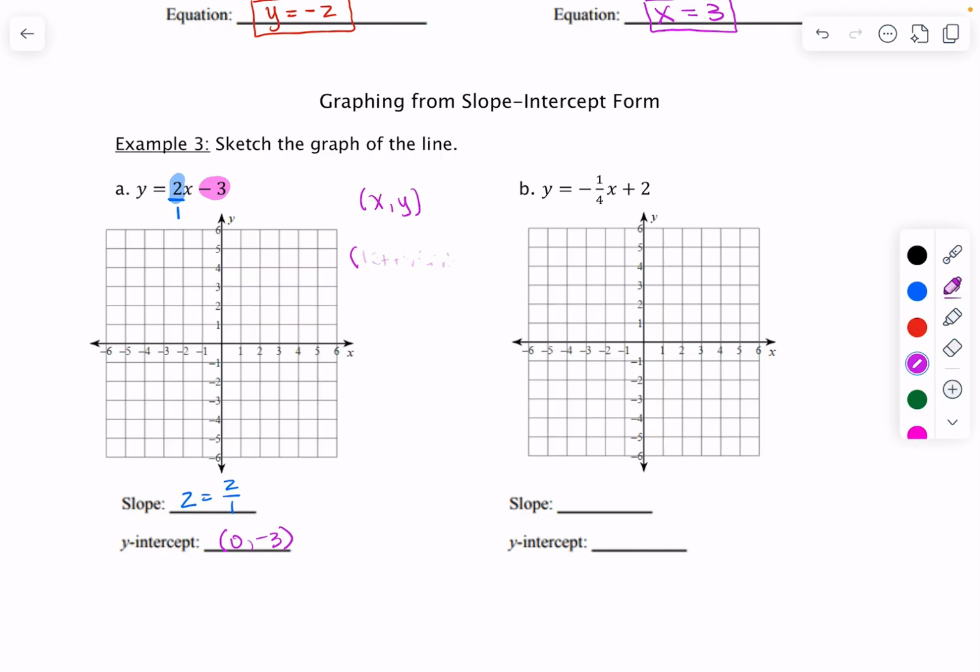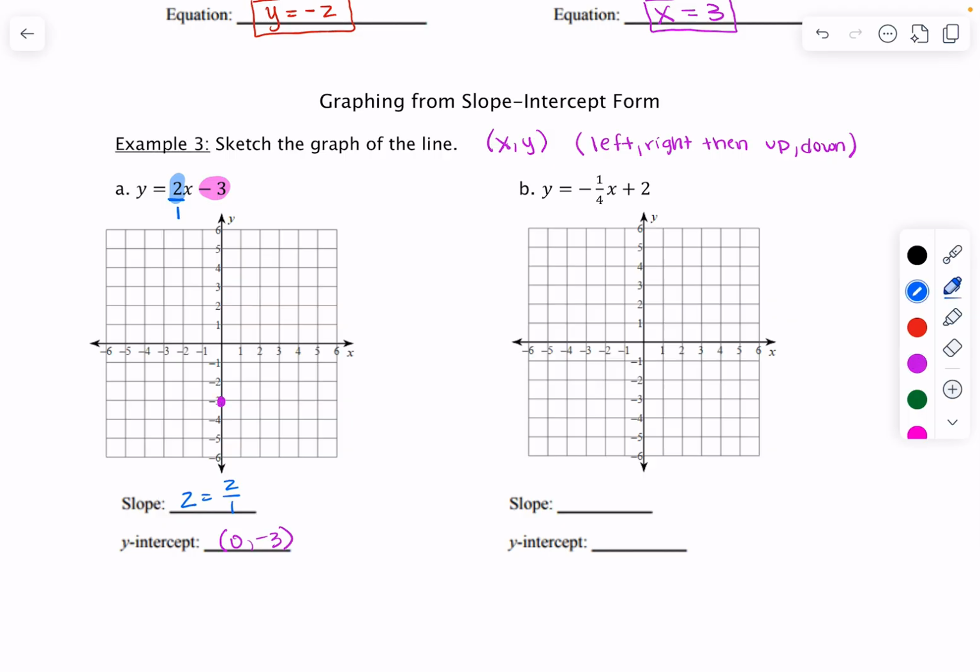In fact, I'm going to make this a little nicer here, somewhere else. A point is always x, comma, y. And we always do the left and right first, then the up and down. So if I've got 0, -3, I'm going to go 0 and down to -3 and make my point.